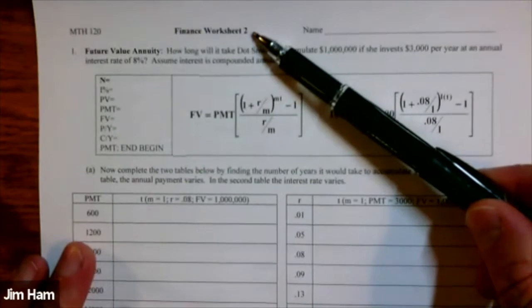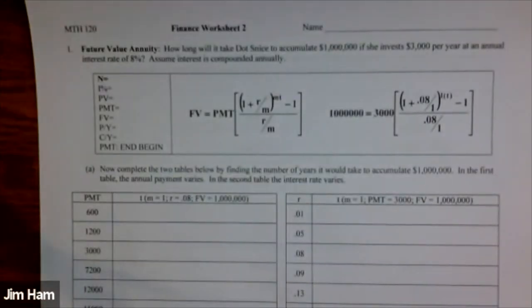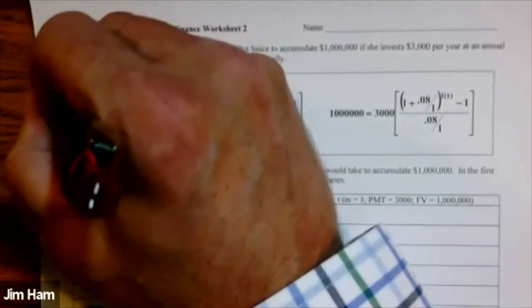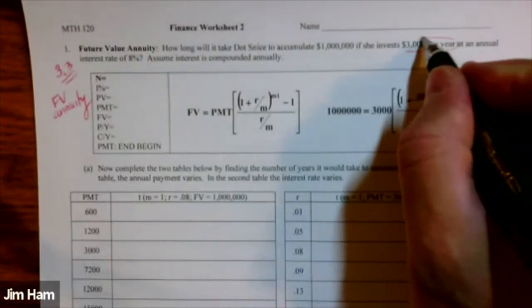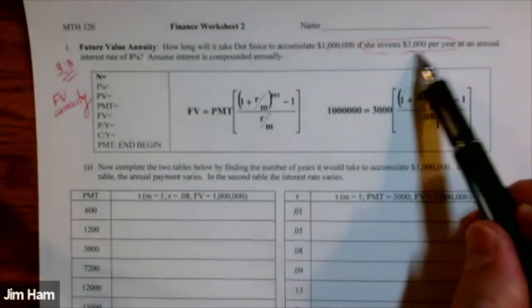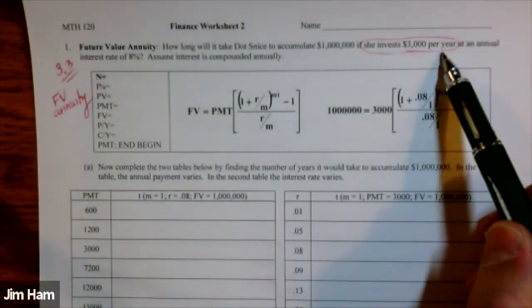Finance worksheet 2. This first one is a problem to get you to think about, and this is from section 3.3, future value annuity. Because there's a regular payment, she invests $3,000. Remember, the big difference between an annuity and just a compound interest problem is that in an annuity, you're making regular payments or regular investments, something regular leaving somebody's pocket. And here it says $3,000 per year.